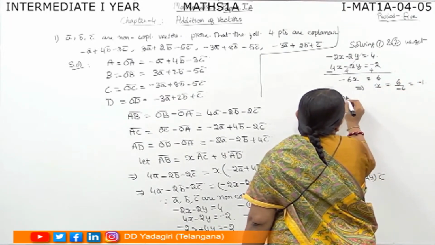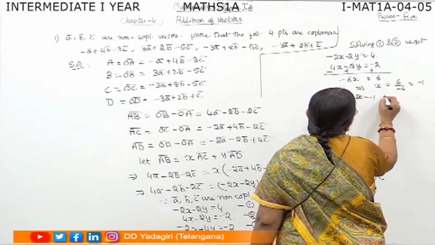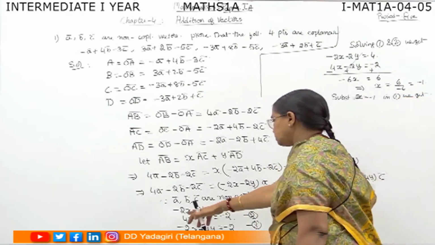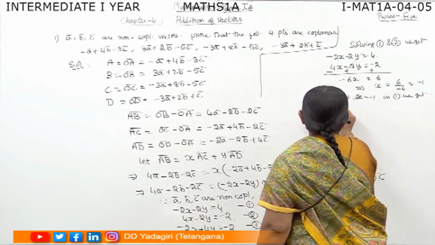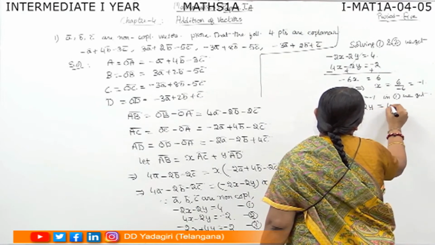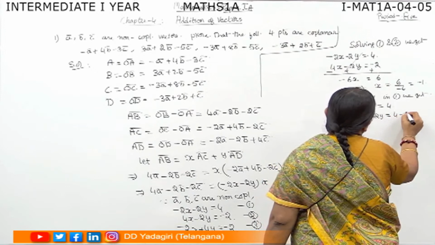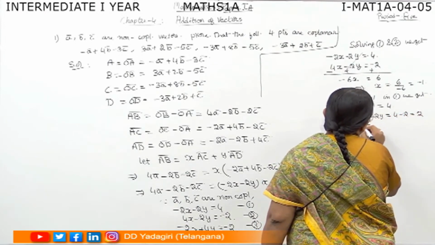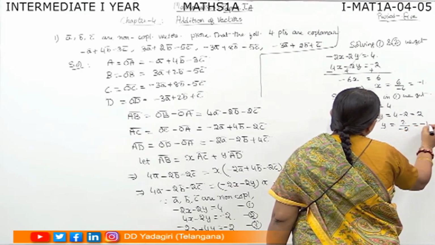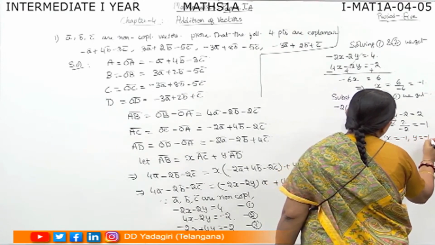Now substituting x is equal to minus 1 in the first equation, we get minus 2 into minus 1 minus 2y is equal to 4. So that means minus 2y is equal to 4 minus 2, that is 2. So you are getting y as equal to 2 by minus 2 is equal to minus 1. So you got x as minus 1 and y also as minus 1.